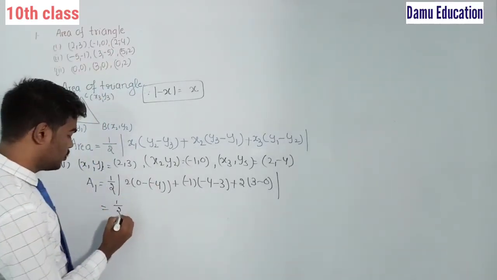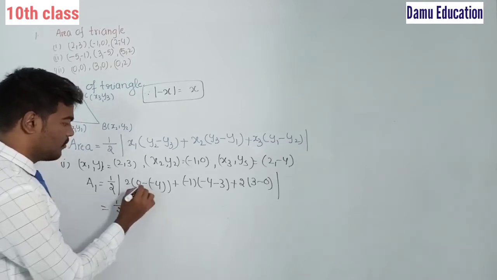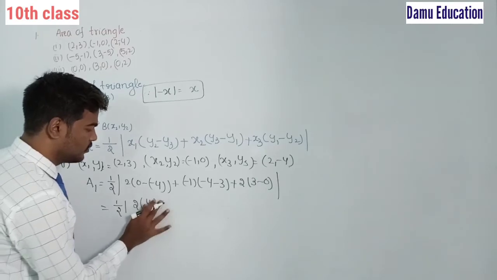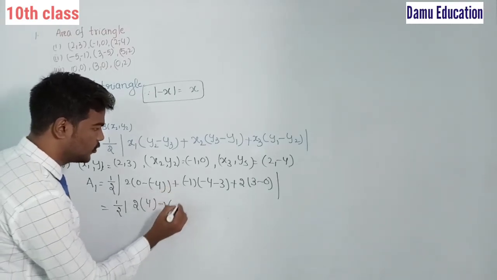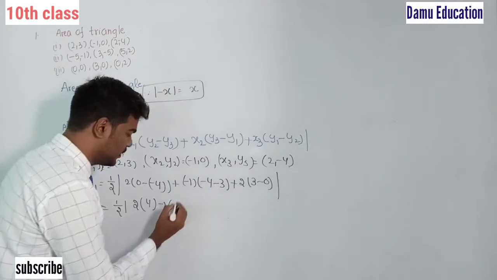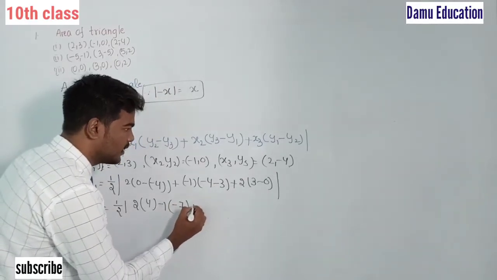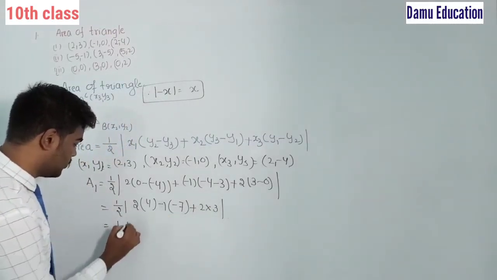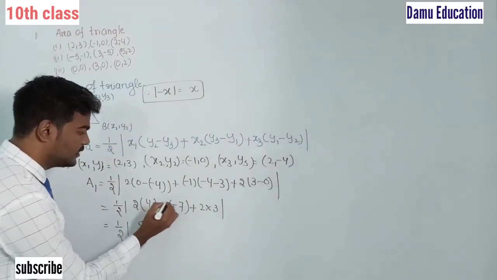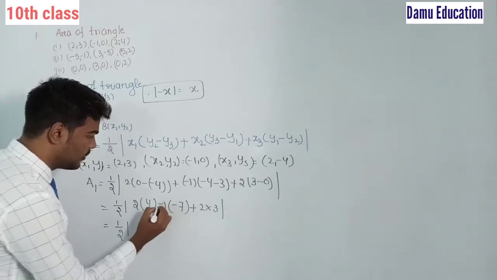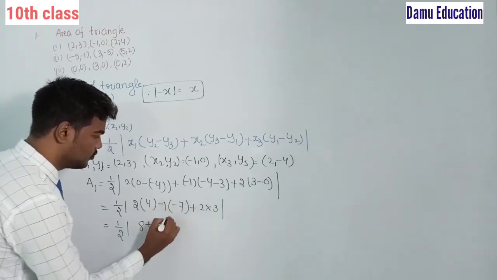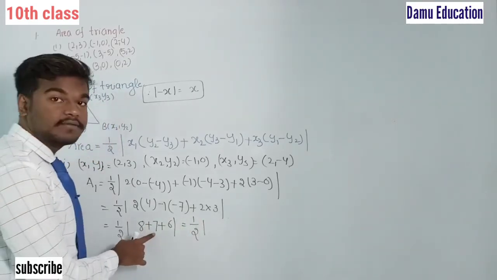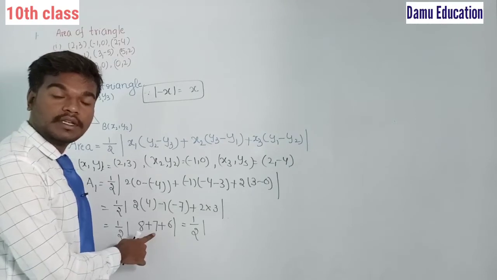So half into 2 into, minus into minus will become plus. So minus 1 into minus 4 minus 3, it will become minus 7. So plus 2 into 3. That will be equal to 1 by 2 into 2 4s are 8, minus into minus will become plus 7, plus 2 3s are 6, that is 1 by 2 into 8 plus 7, it will become what?